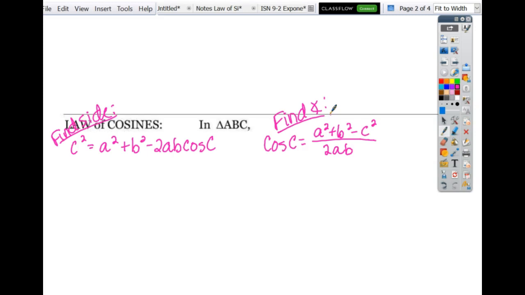Now, there's two more versions of this. But before I write them down, what I want you to look at is this. If this is c squared, where else do you see a c? Right here. Do you see any c's at the front? So just the c and the c, right? So if you're going to find a side, you have to know the angle.